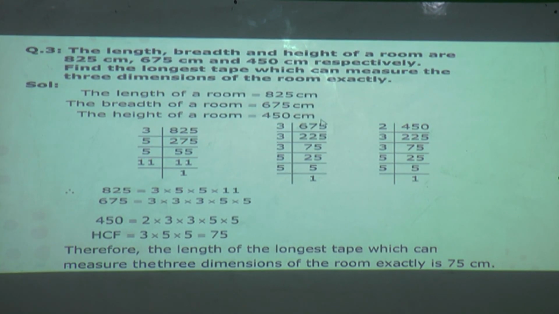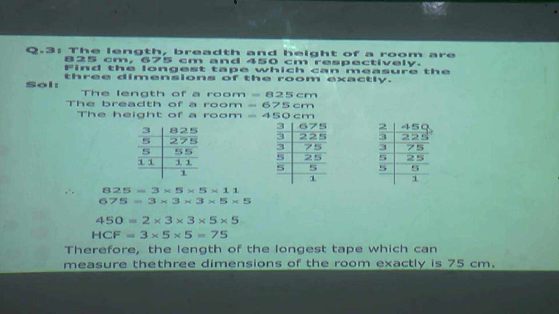Let us do the same, divide it for 675. 3 2s are 6, 7 minus 6 is 1, 1 5 becomes 15, 3 5s are 15. Again it is divisible by 3, 3 7s are 21, 22 minus 21 is 1, 1 5 becomes 15, 3 5s are 15. 75 is again divisible by 3, 3 2s are 6, 7 minus 6 is 1, 1 5 is 15, 3 5s are 15. 25 is divisible by 5, 5 5s are 25 and again 5 1s are 5.